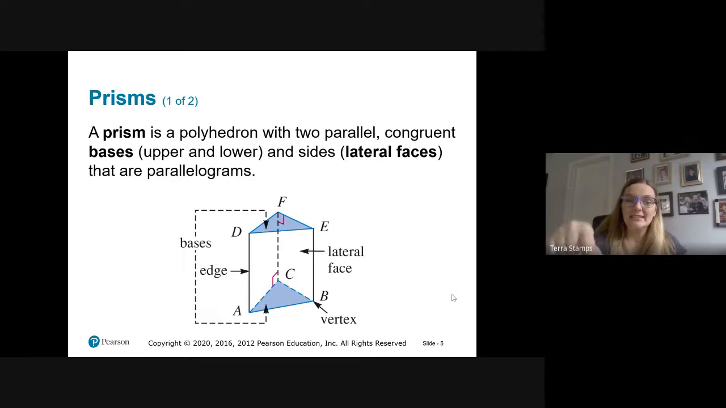So in this case, this prism is called a triangular prism because they're named according to the shape of their base. And the bases on this one are triangles. We have an upper base and a lower base. So the sides are what we call the lateral faces, and the upper and the lower parts are called the bases.